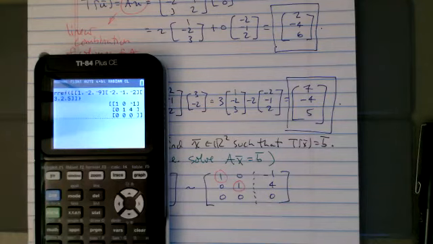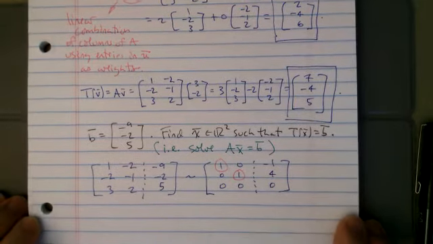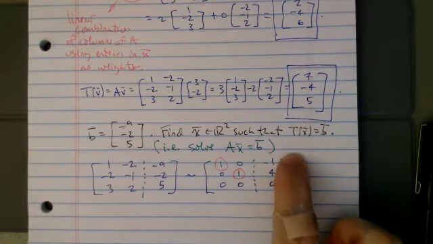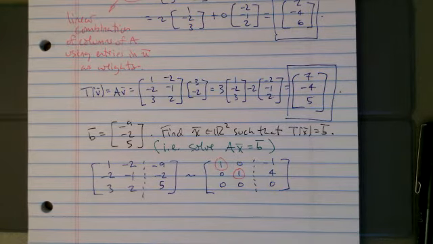So we got a lot of information here. This augmented matrix does not have a pivot in the rightmost column. Therefore, this equation is consistent. The equation AX equals B is consistent. That's true, but that's not what we're looking for. We can see that the solution, x1 is -1, x2 is 4. Tell me, what is x3?